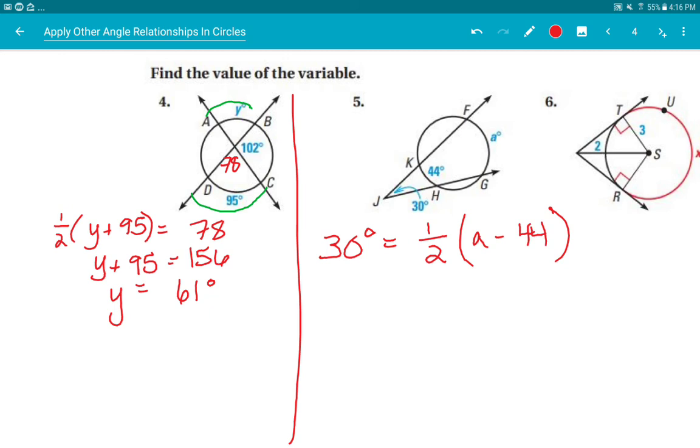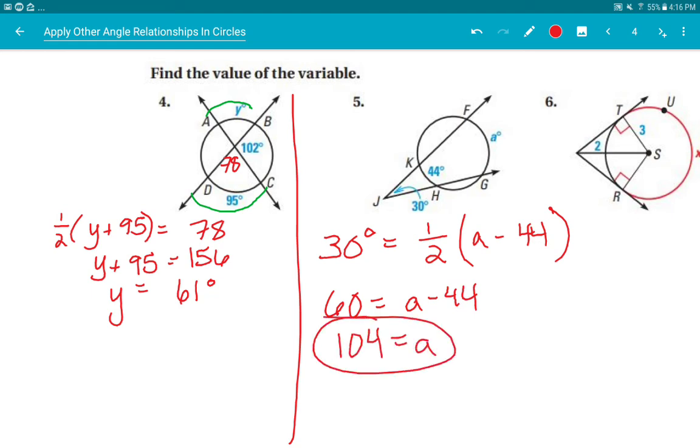All right, so 30 degrees equals 1/2 times A minus 44. So we get 60 is equal to A minus 44. So we get 104 is equal to A. Okay, and then if we quickly check that, if we took A, which is 104, and subtract 44, that's going to give me 60. And then 60 divided by 2 is going to give me the 30, so there you go, that works out well.